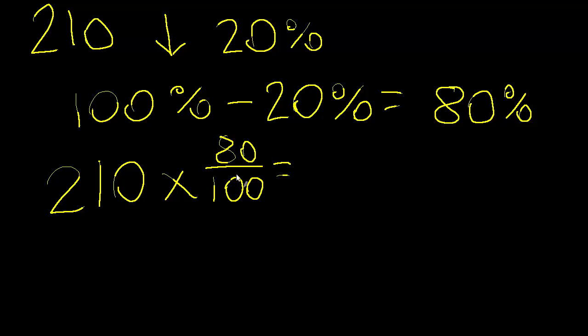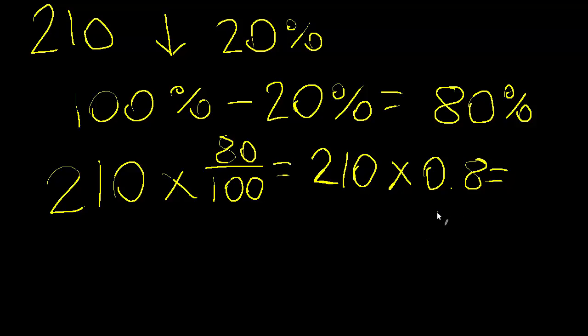And then again, we simplify this second fraction down into a decimal. So we get 210 multiplied by 0.8, which if you type that into your calculators would give you 168. So the multiplier to reduce something by 20% is 0.8. Hopefully some of you are wondering, what's the point? I can already do those percentage changes myself without using multipliers.